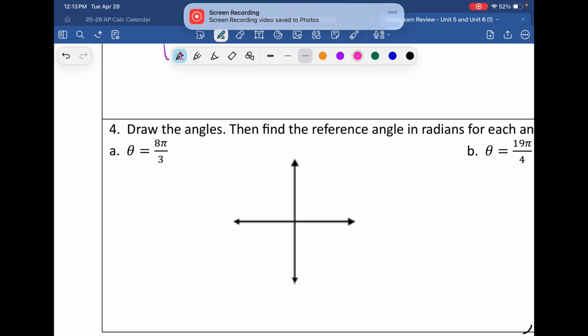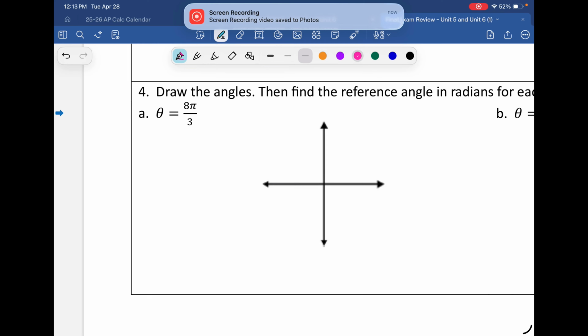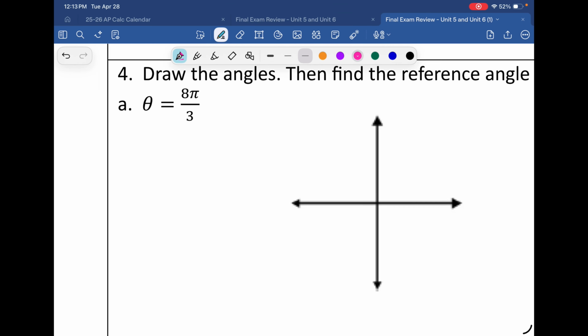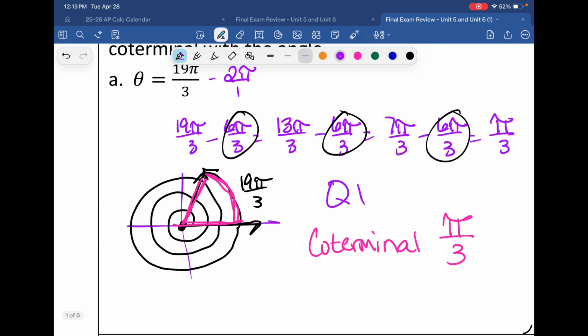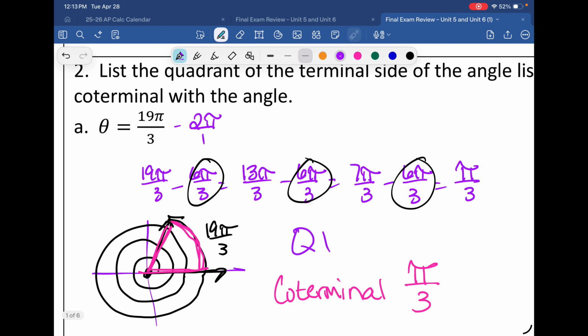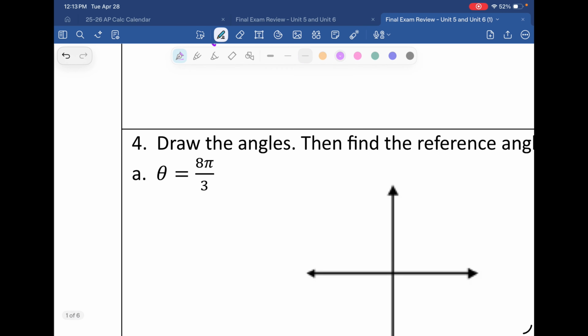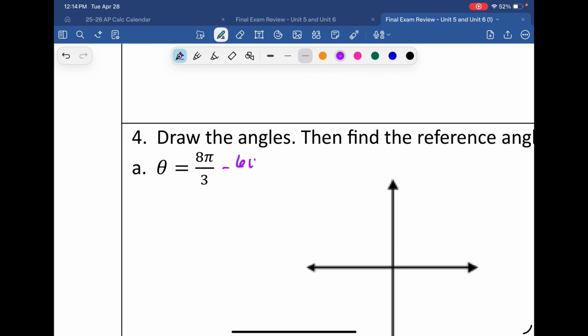All right, draw the angles and find the reference angle in radians for each angle. All right, 8 pi over 3. It's a little bit bigger than 2 pi. And I know that because I've done the over 3s before. Over 3, that was 6 pi over 3. So I'm going to subtract 6 pi over 3 here.